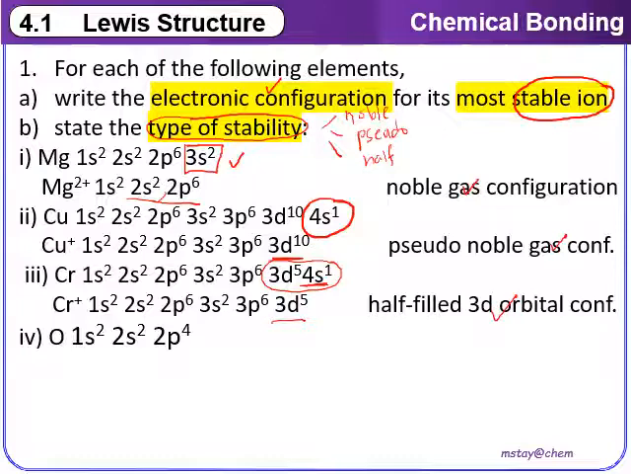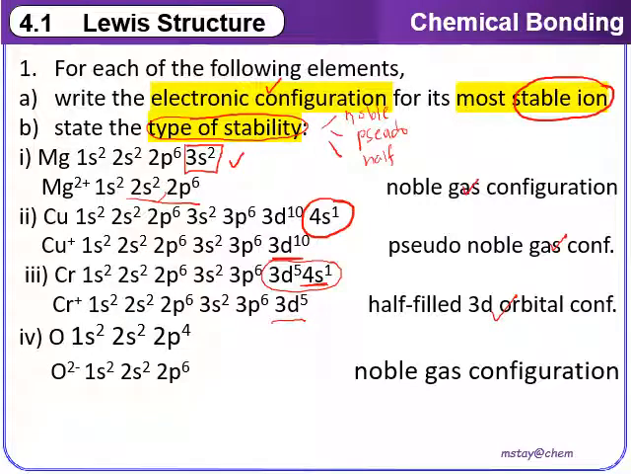Last question is the oxygen. In this case, we will see that the electron configuration ends with p4, where oxygen tends to gain 2 electrons to achieve stable octet electron arrangement, which the type of stability is known as noble gas configuration.